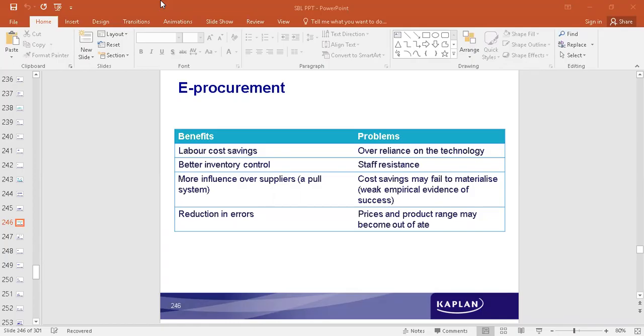The next one is prices and product range may become out of date. See, if the material is purchased in bulk, then they could acquire it at a lesser price. The previous price would be applicable for all the products. But as time passes, the prices also vary. Later purchases will have to be made at a higher cost. So prices and product range may become out of date. Therefore, they may have to spend higher prices to acquire the material. So that's another problem with e-procurement.